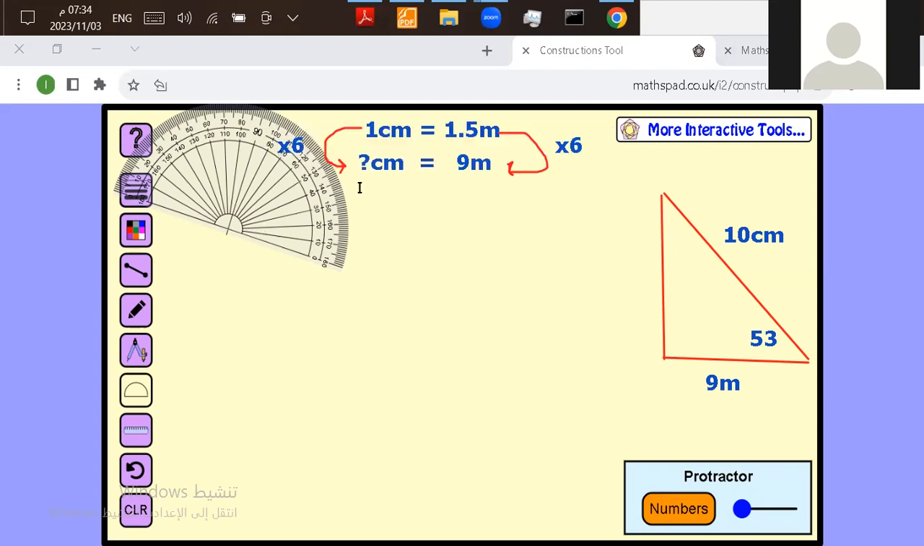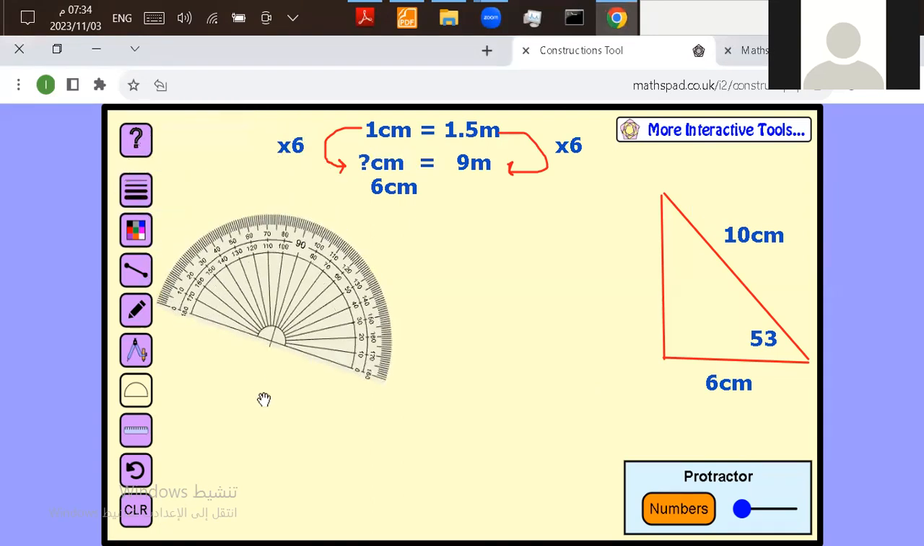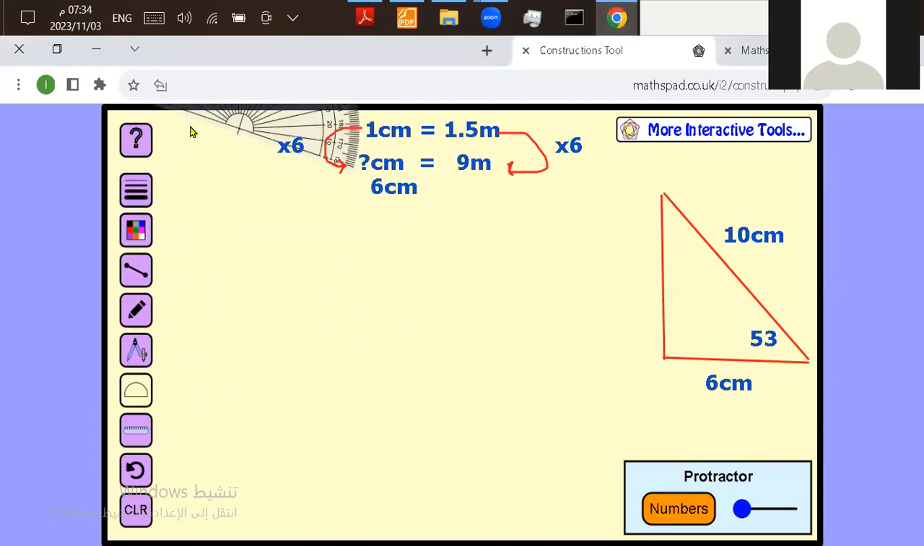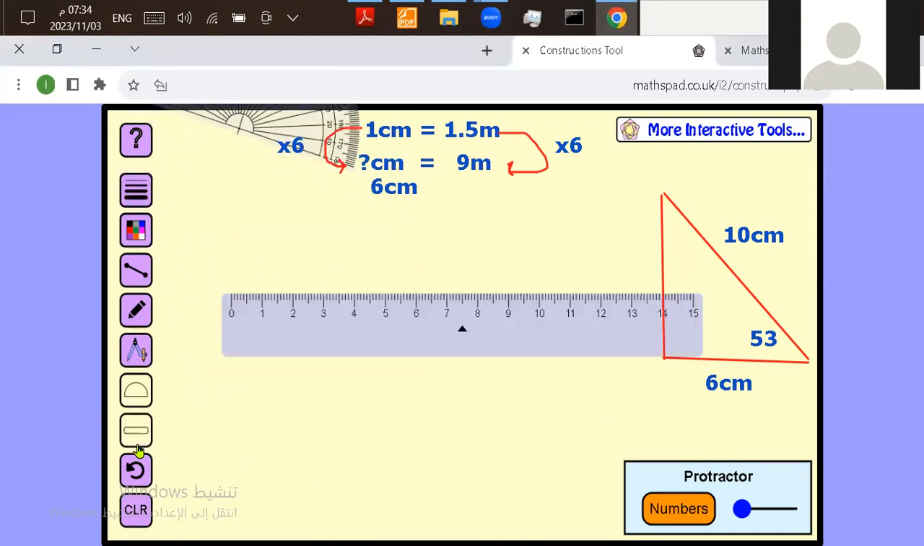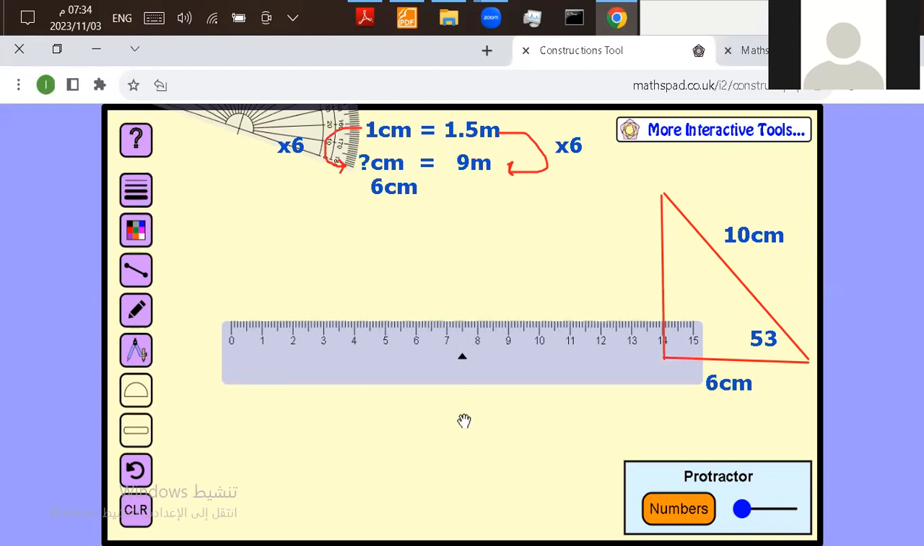And 1 times 6 is going to be 6 centimeters. Very good. Now I found this and this. So this one is 6 centimeters. Now, after finding the measurements on the map, I can draw the shape using the protractor and the ruler. First, I have to draw the base. The first thing we do, I'm going to draw a base of 6 centimeters.